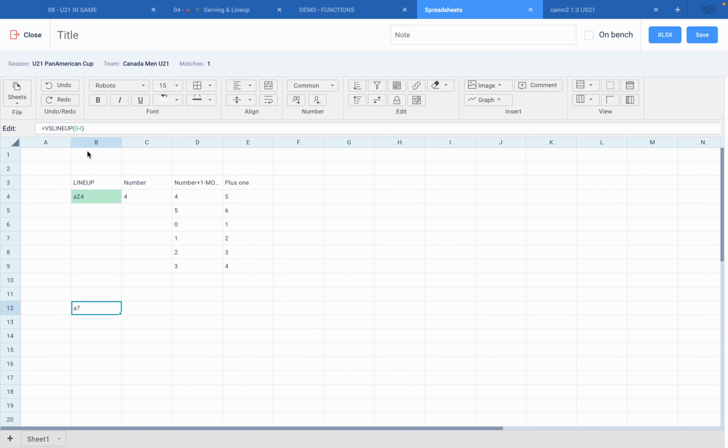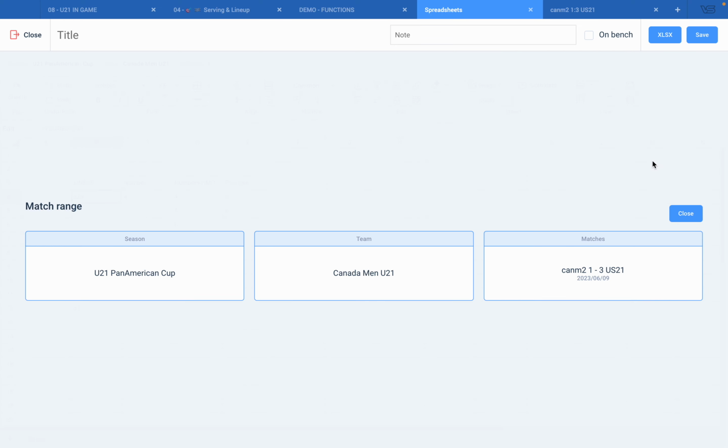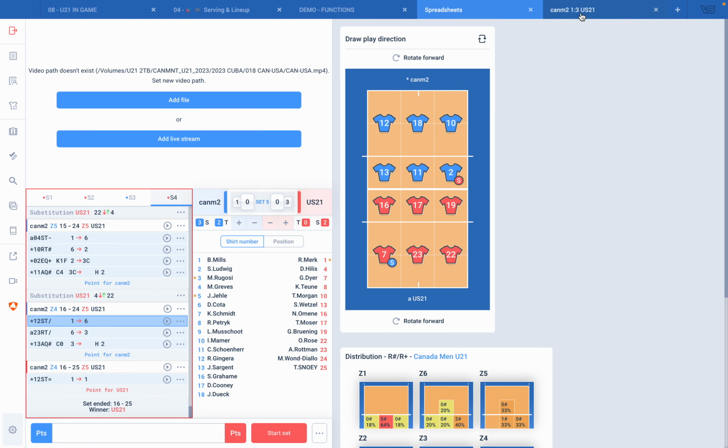So I'm using the lineup. And what I do here is I'm taking the lineup of the opposite. If I just say lineup of the opposite, what it's telling me is the location of the setter at that time in that current rotation. So let's look at that game here. That's the game against USA. It's finished, right?